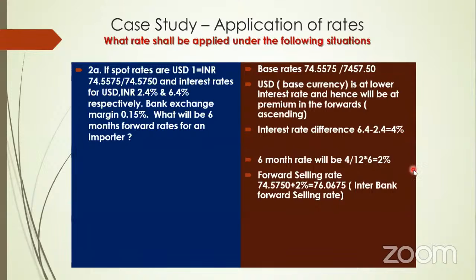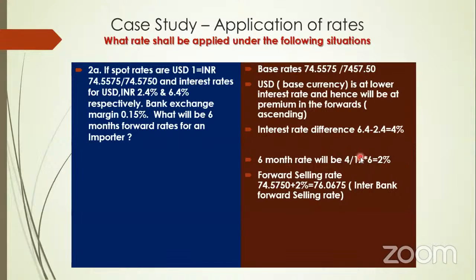You'll get the same answer. Now why am I dividing by 12 per month? Suppose they ask, what will be the 1 month forward rate for an importer? Then the 1 month rate will be 4 divided by 12. For 3 months and 6 months you can use 1/4 and 1/2. But a 1 month rate will not be 2%.